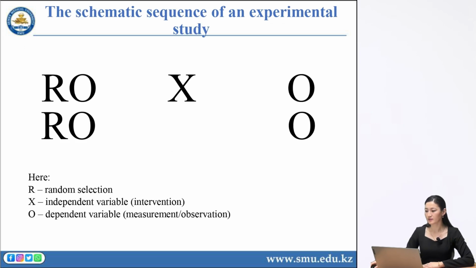The schematic sequence of an experimental study. You can see in this page the scheme of an experimental study. Here R is random selection, X is independent variable, O is dependent variable.